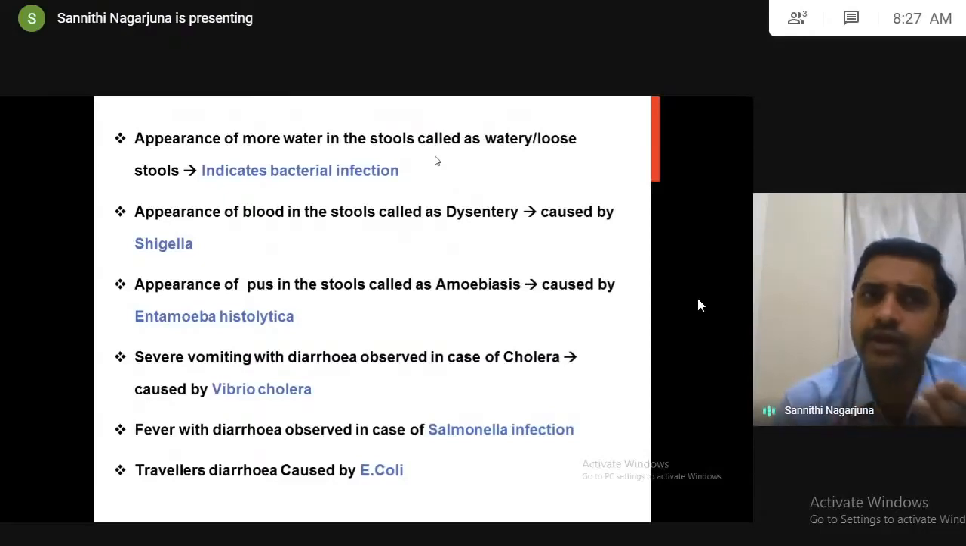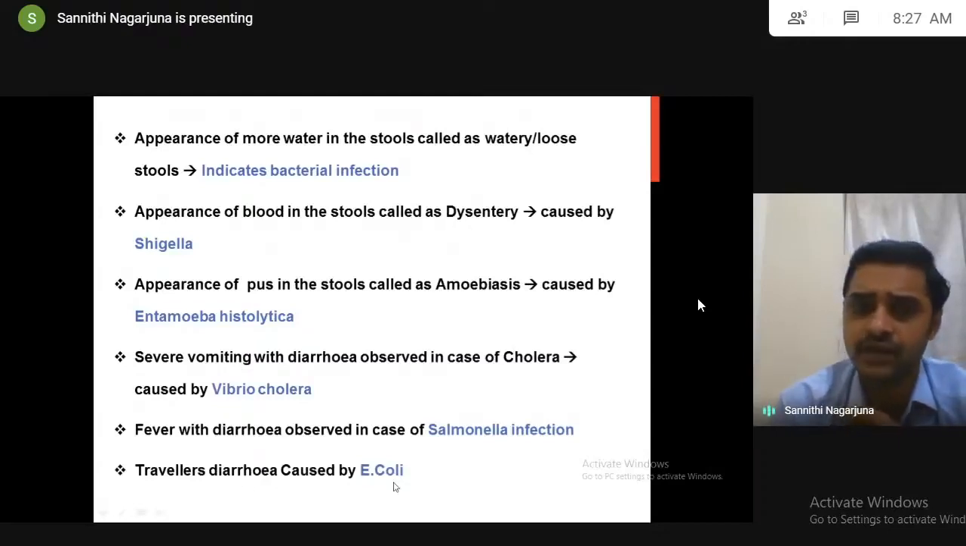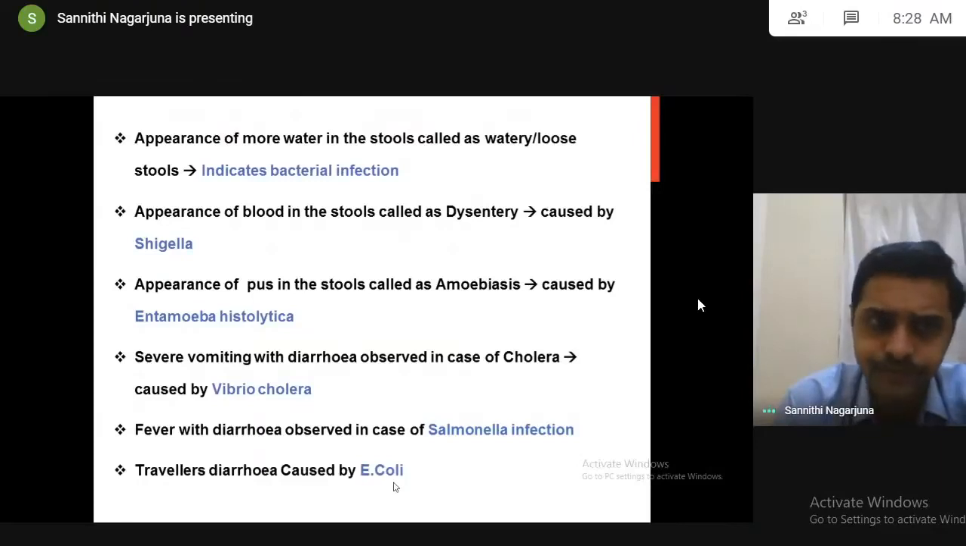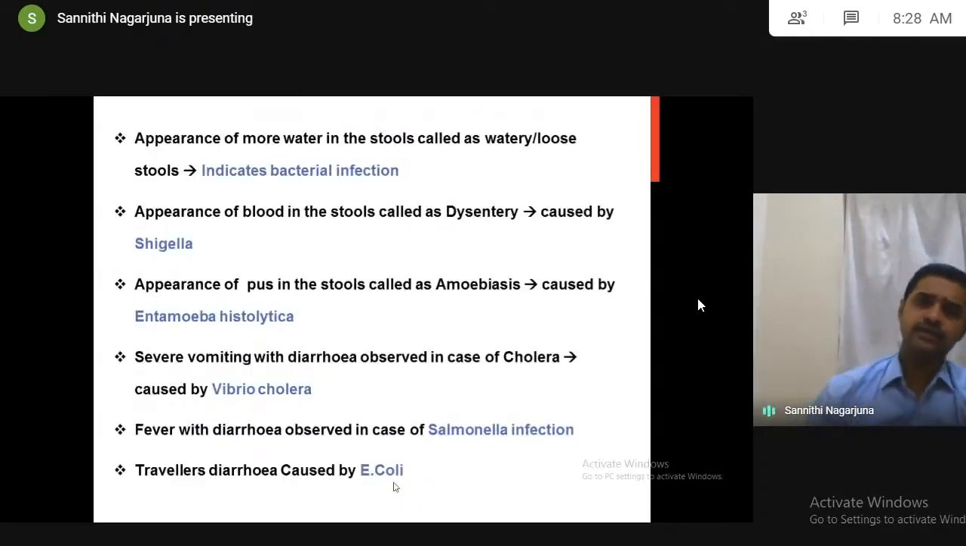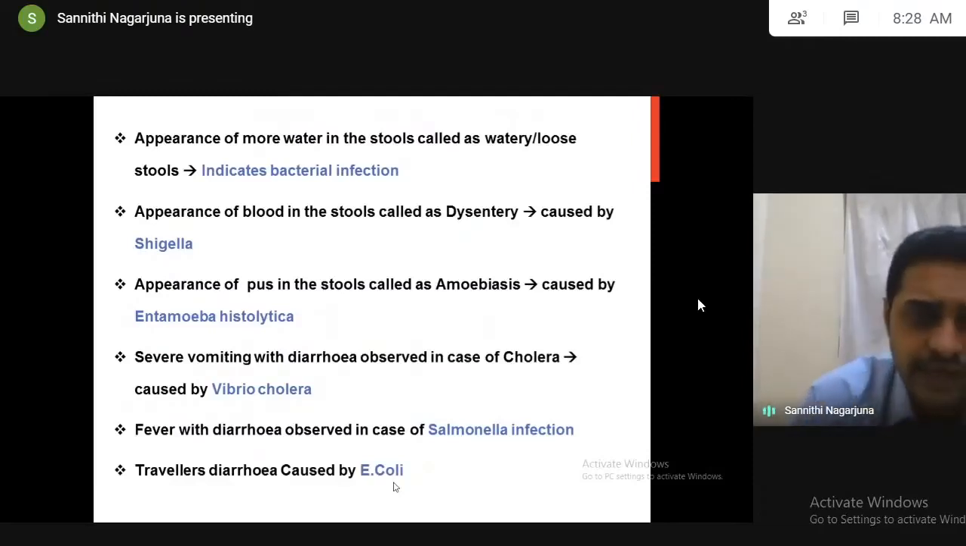Not only traveler's diarrhea, whenever you take food from outside, from neighbors or from relatives, sometimes you have diarrhea. Mostly the food is contaminated with the organism called E. coli. So most of the times diarrhea is caused by contamination. The very commonest microorganism is E. coli, Escherichia coli.